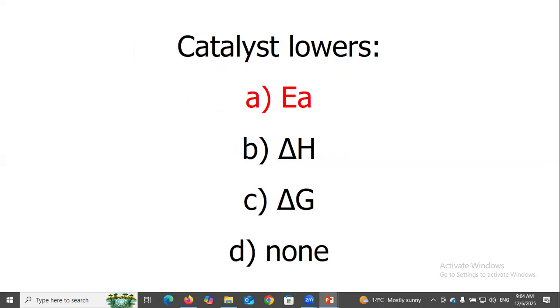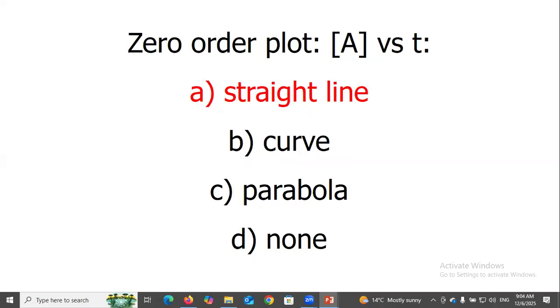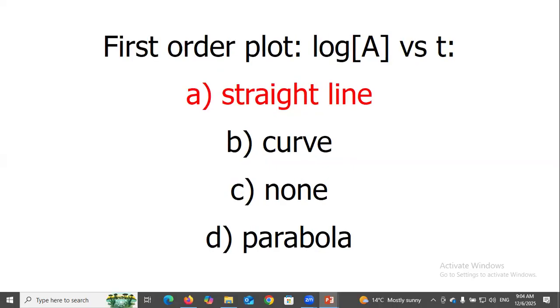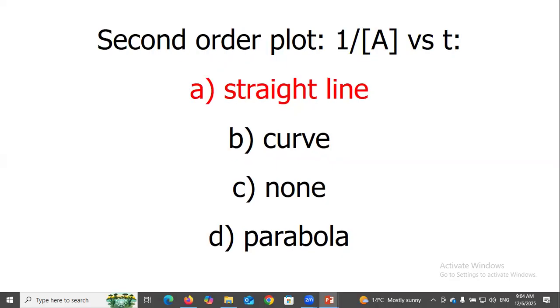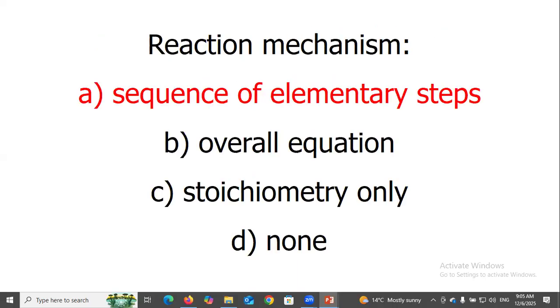Catalyst lowers activation energy, enthalpy, free energy, none. Correct option is option A, activation energy. Zero order plots A versus t: straight line, curve, parabola, none. Straight line. First order plots log A versus t: straight line. Second order plots 1 over A versus t: straight line.